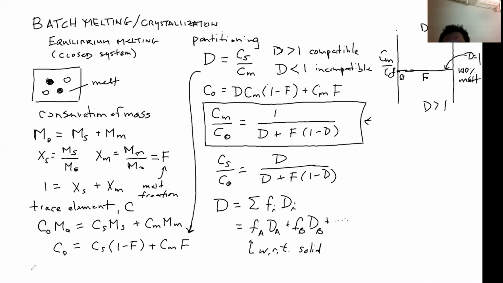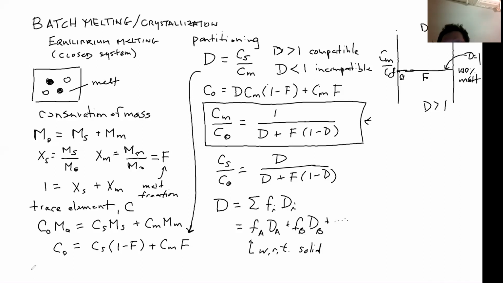Now we can look at when the case F equals 1 in this same equation. When F equals 1, then this quantity becomes 1 as well. That means when you melt it 100%, you should get to the bulk composition, right? So all these curves should converge to 1 at F equals 1.